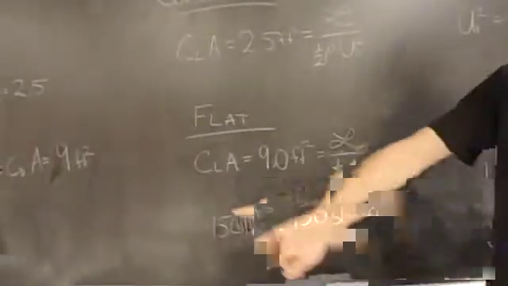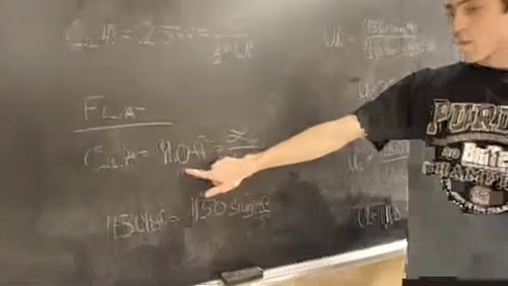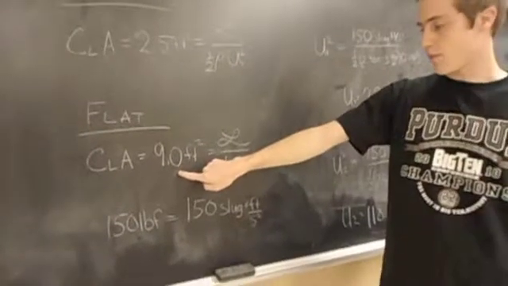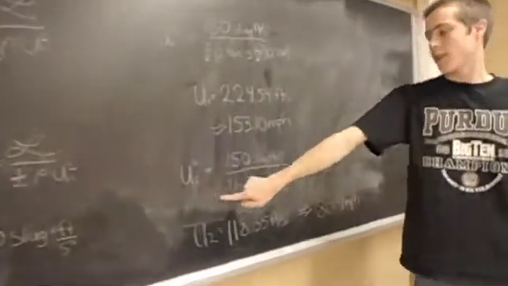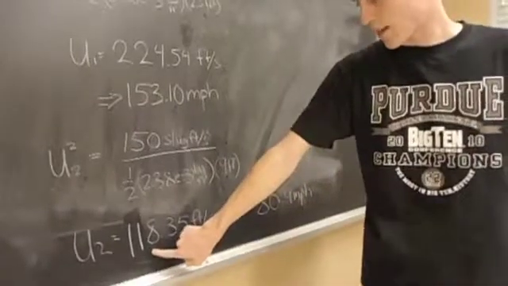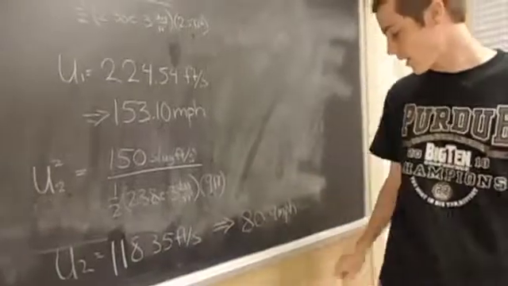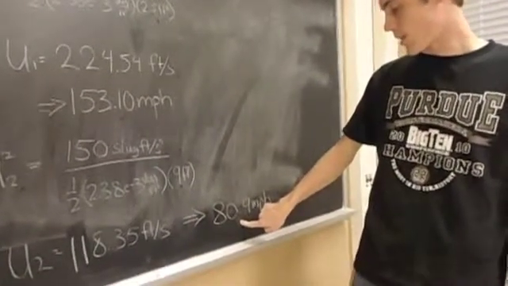Then for part B, for lying flat, you go through the exact same process, only you use the 9 for the coefficient table, and you plug it in. Using the same solving process, you can find that the velocity is 118.35 feet per second, which is approximately 80.9 miles an hour.